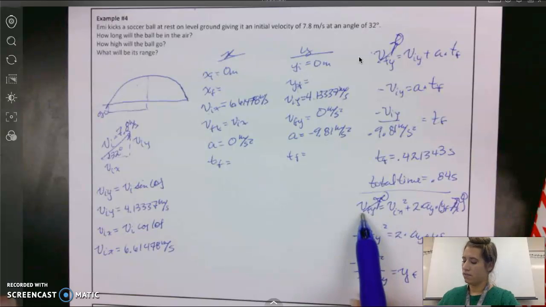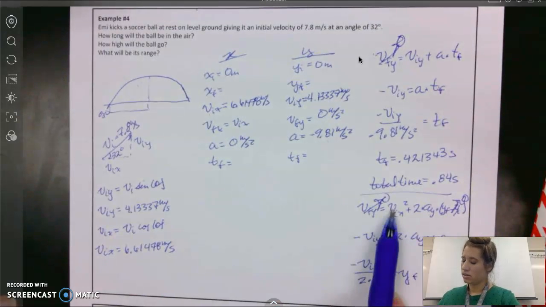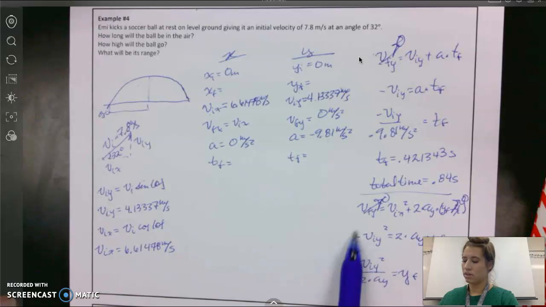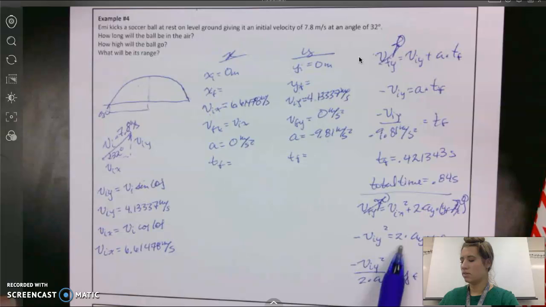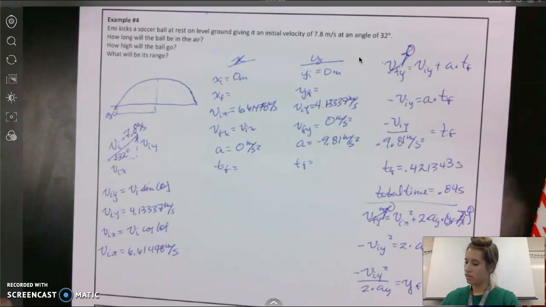And then the final velocity is 0. The initial position is 0. And so I subtract my initial velocity to the other side. So negative velocity initial squared will equal 2 times acceleration times y final. And I'm solving for y final, so I will divide by the 2 and the acceleration. And so then that will give me a y final number.